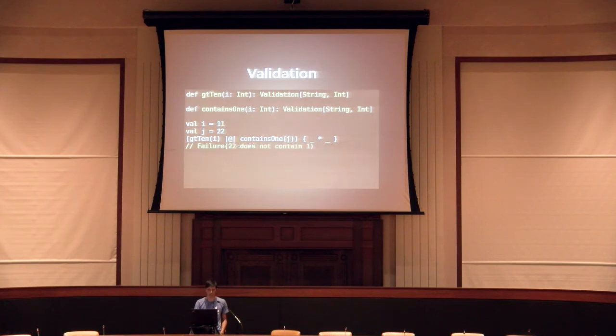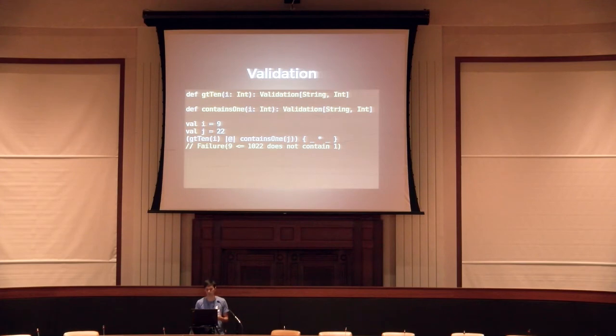And then if both of them don't pass, we get the concatenation of the two string errors. One important thing to point out is that it doesn't actually short circuit. The way a for yield or a monad would short circuit and just stop on the first failure, this validation doesn't do that. It actually will run all of them every time.